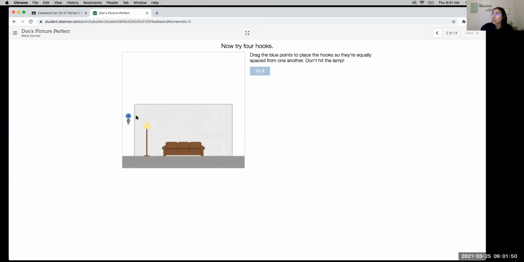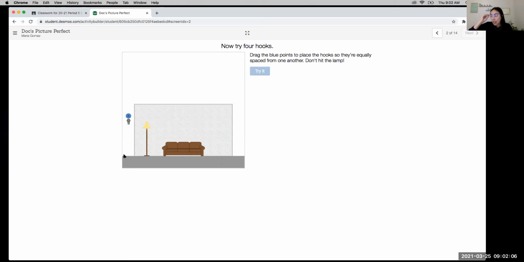So you're going to drag the blue points again to place your hooks on this wall, and you still want to make sure that they're equally spaced from one another, but this time you don't want to hit the lamp. So you've got to make sure you're clearing that lamp. Notice there's a sofa here.